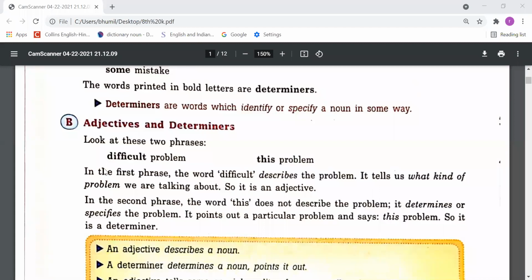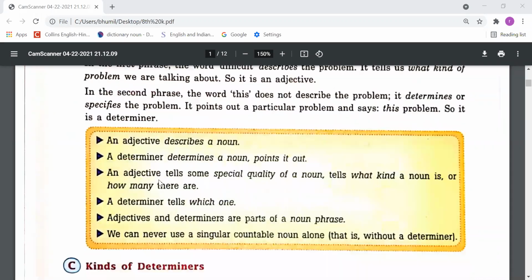So dear students, we have to understand the phrase difficult problem and the phrase this problem. In this, difficult is an adjective and this is a determiner. Why? Because by the word difficult we come to know what type of problem this is. But by the word this, we come to know which problem we are talking about. So it indicates what we are talking about, while an adjective tells what type of problem it is, what the type of that noun is.